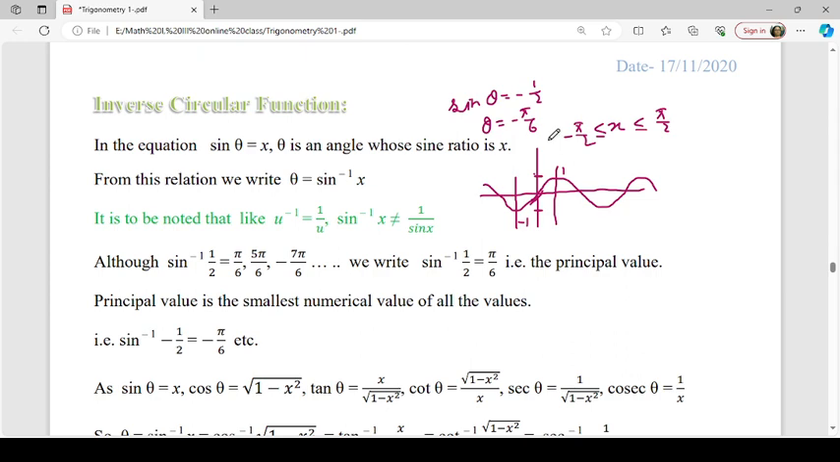This is for the sine curve. If we consider the cosine curve, then the cosine curve is like this. This is 1, this is minus 1, this is 0, and here this part is, this is 0, this is pi.